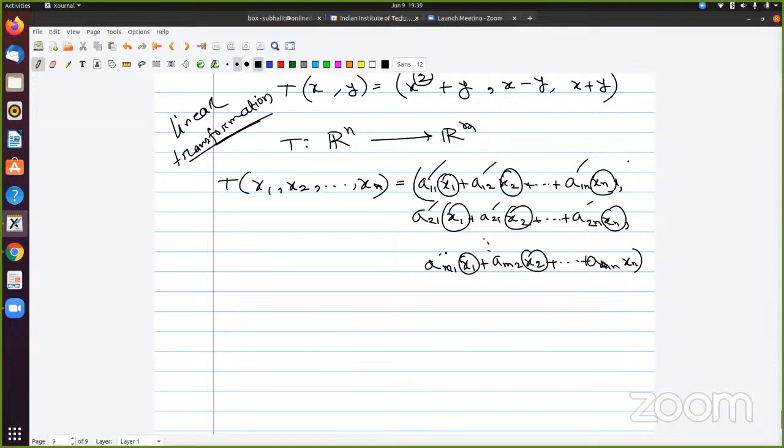Sir, from here we can conclude that we cannot check whether the given map is a linear transformation by putting 0 every time. Yeah, sir. Given map.